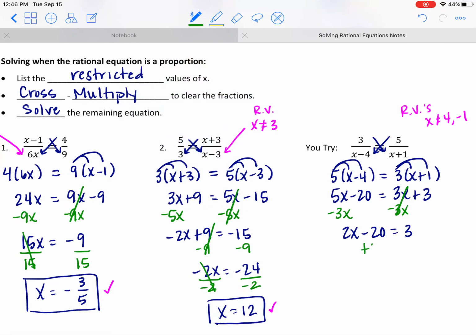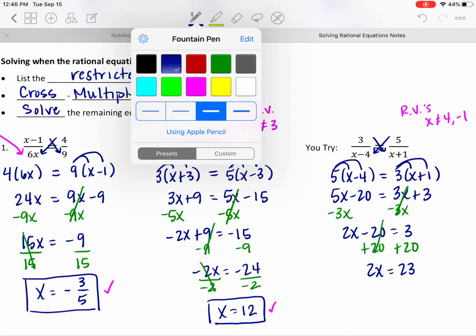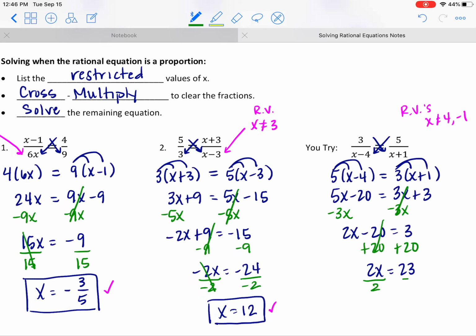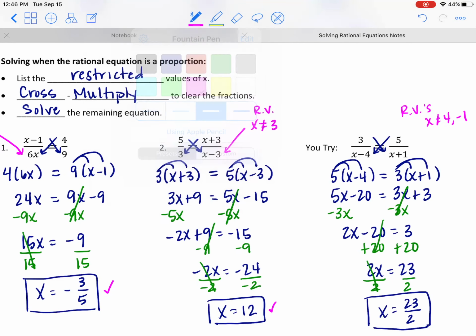And now I want to get x alone. So I'm going to add 20 to both sides. And now I have 2x equal to 23. And then my last step is to divide both sides by 2. That cancels that. And this one doesn't divide or reduce. So my answer is going to be 23 halves. And that was not restricted. So 23 halves is going to be a valid solution.